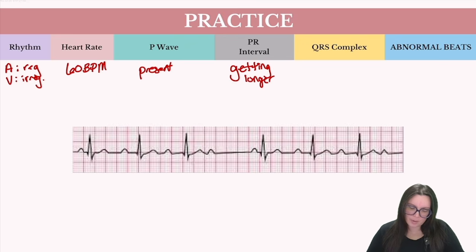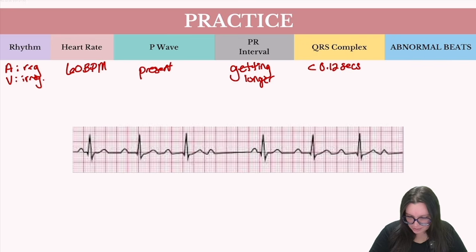What about our QRS complex? If I'm looking at my QRS complex, it is definitely narrow and normal. It's nice and tight here. So I would definitely say it's less than 0.12 seconds. And do I have any abnormal beats? I do. I have a drop QRS, right? I'm missing some beats here.